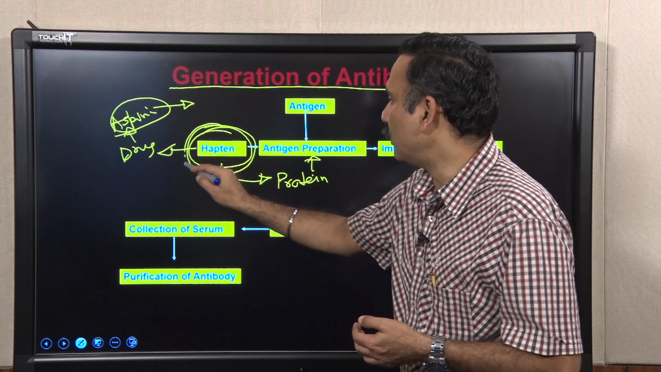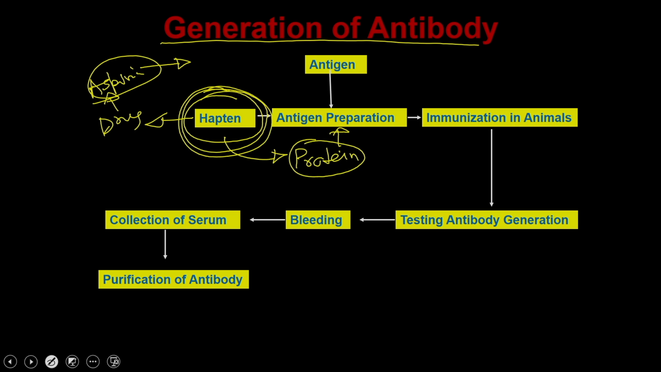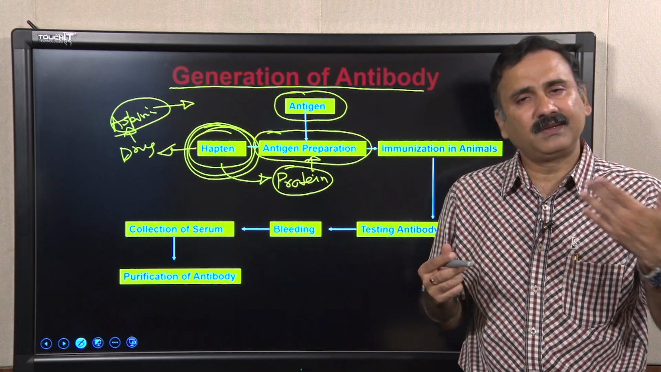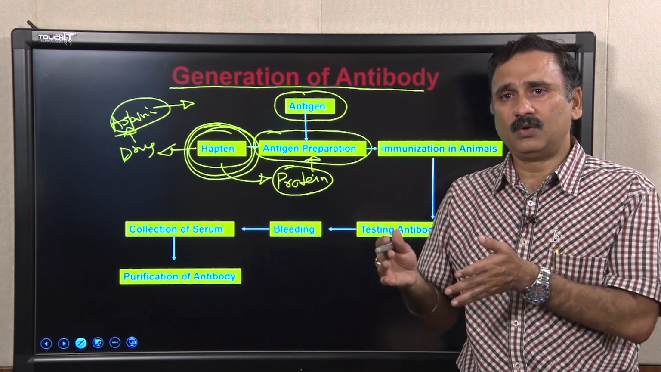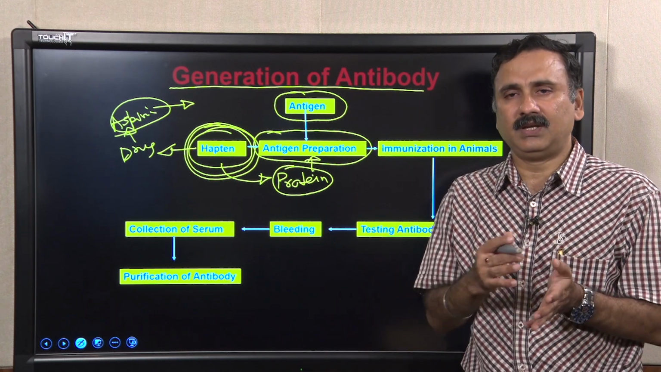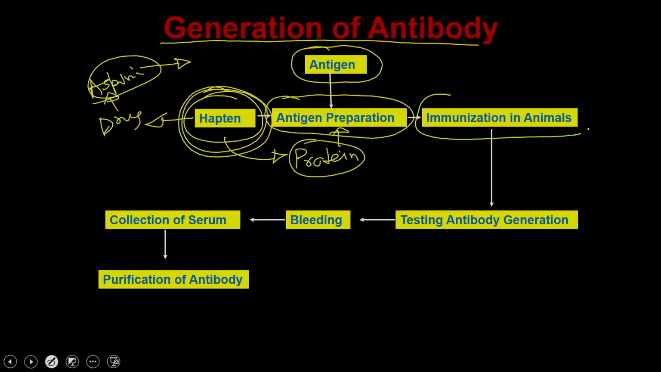Irrespective of whether you are working with a hapten converted by coupling it to a protein, or with natural antigens or proteins of very high molecular weight, you process these antigens so that they are good enough to immunize the animals. We will discuss the different procedures you have to follow to process the antigens so that they are ready for immunization, and then you immunize the animals with these antigenic preparations.